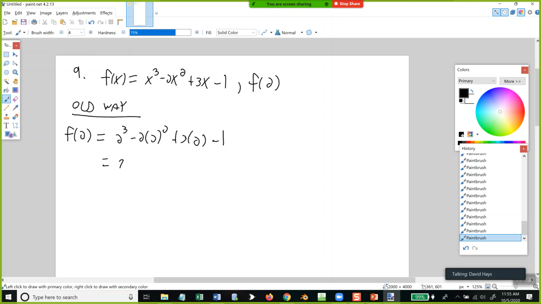Two to the 3rd is 8, minus 2 squared is 4 times 2 is 8, plus 3 times 2, which is 6, minus 1. 8 minus 8 drops away, 6 minus 1 is 5. And so that'd be our answer.